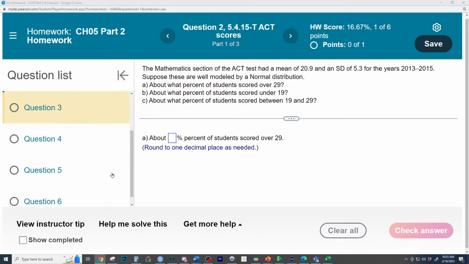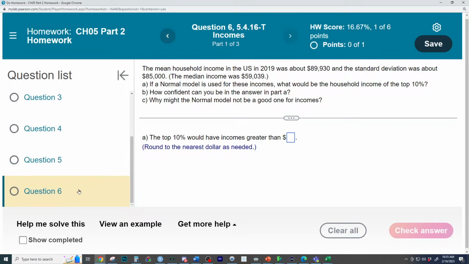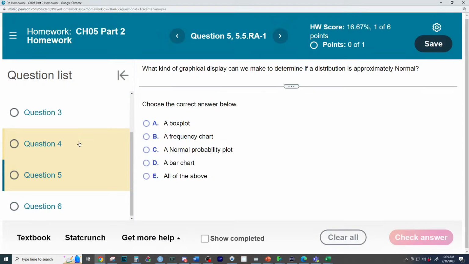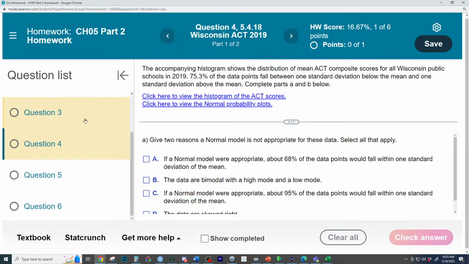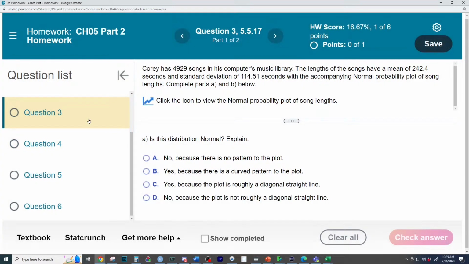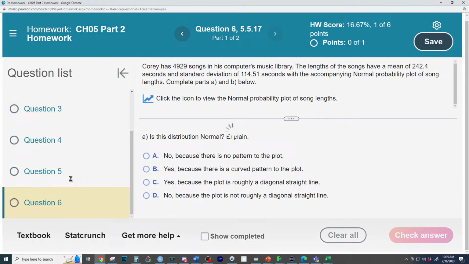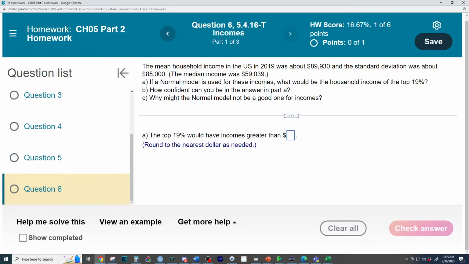A company that manufactures rivets. Which number is that? It looks to be a quiz question. Where is, someone said a company that, or is that chapter 1? The mean household income. Here we go. The mean household income.